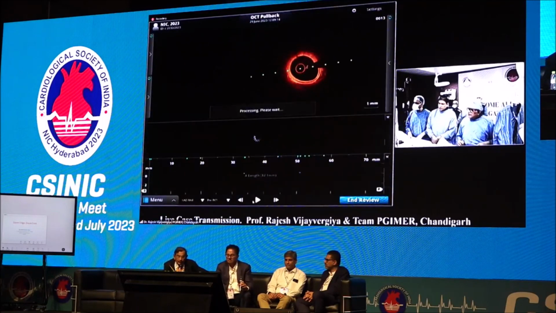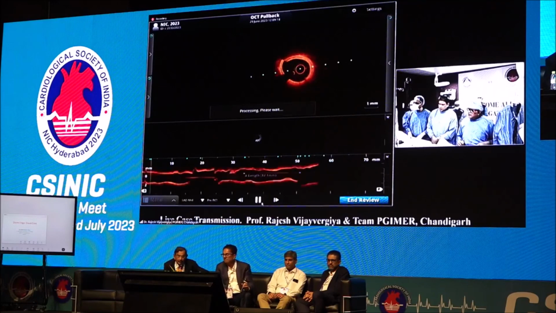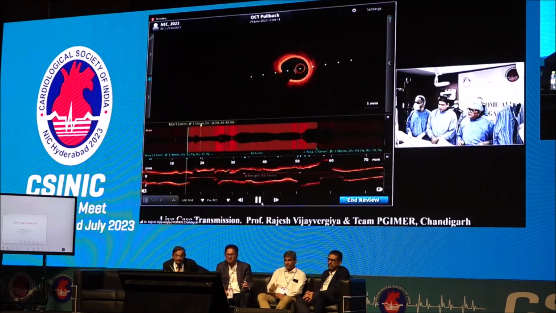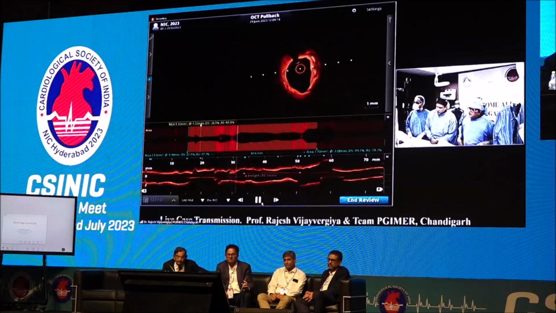The calcified nodules of LMCA, whether eruptive or non-eruptive, can you predict on the OCT basis? Yes, it can be very well predicted, and here it is a non-eruptive calcified nodule in the left main, and this is about the OCT run across the LAD.